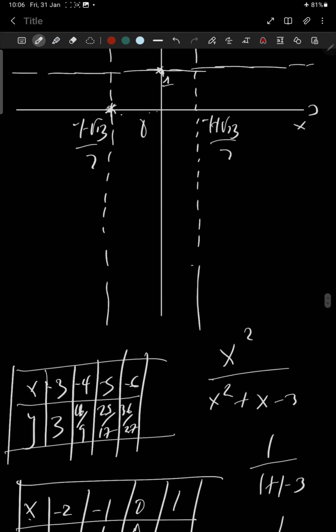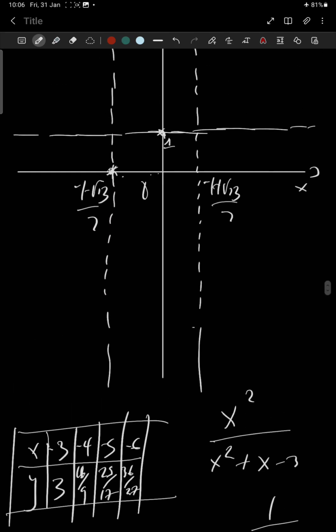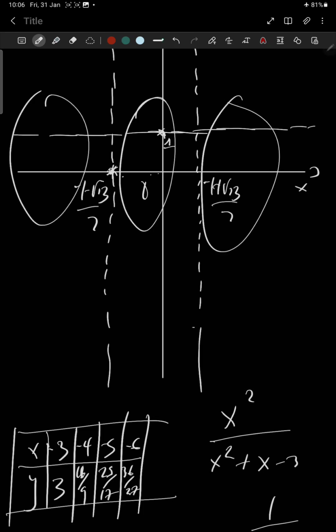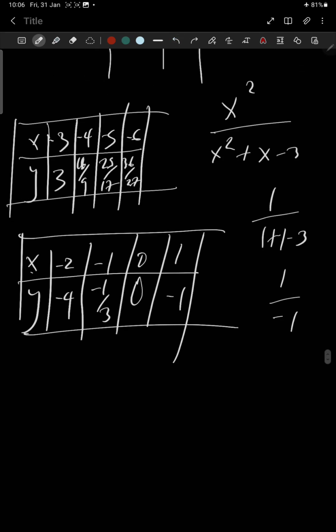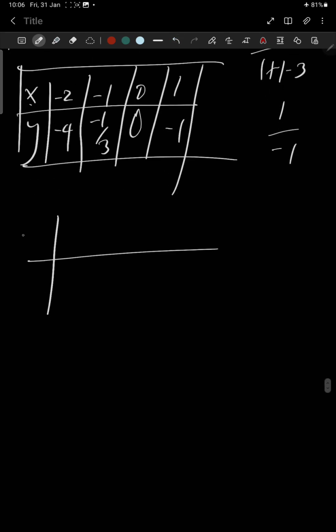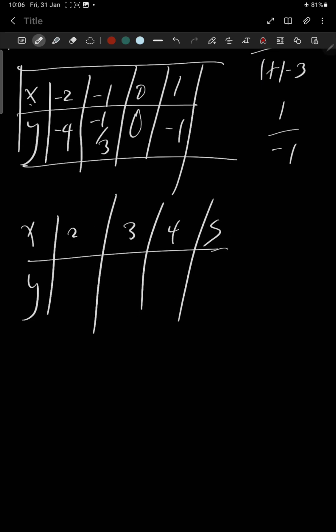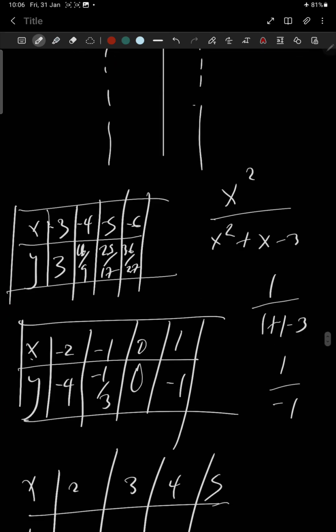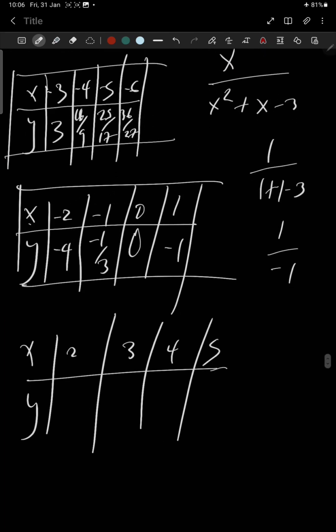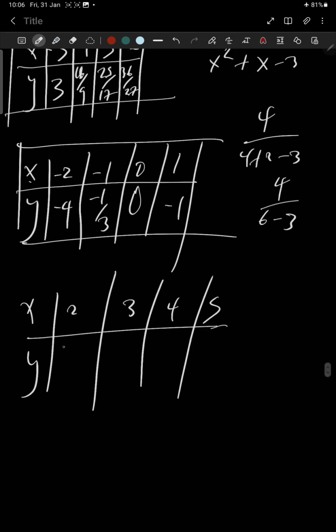Okay, so now I need to pick after the vertical. Notice I'm picking before the vertical asymptotes. I'm picking here, here, and here. The vertical asymptote creates regions. So I'm left now with region 3. I'll pick after, so I'll pick 2, 3, 4, and 5. I'll pick this side. Okay, so if I replace 2 there, it's gonna be 4 over 4 plus 2 minus 3. So this will be 4 over 6 minus 3, which is 4 over 3.